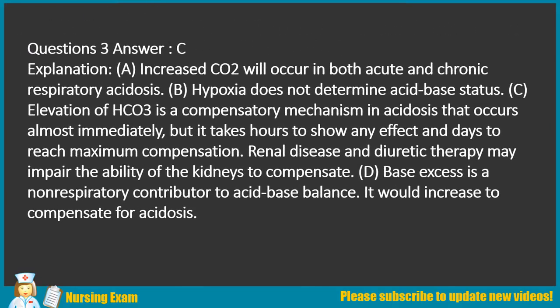Question 3 Answer: C. Explanation. A. Increased CO2 will occur in both acute and chronic respiratory acidosis. B. Hypoxia does not determine acid-base status. C. Elevation of HCO3 is a compensatory mechanism in acidosis that occurs almost immediately, but it takes hours to show any effect and days to reach maximum compensation. Renal disease and diuretic therapy may impair the ability of the kidneys to compensate. D. Base excess is a non-respiratory contributor to acid-base balance. It would increase to compensate for acidosis.